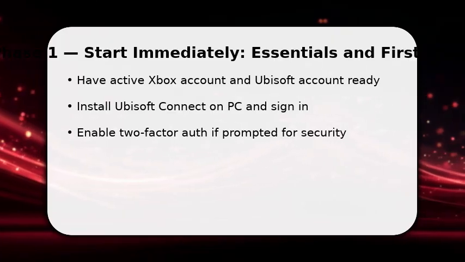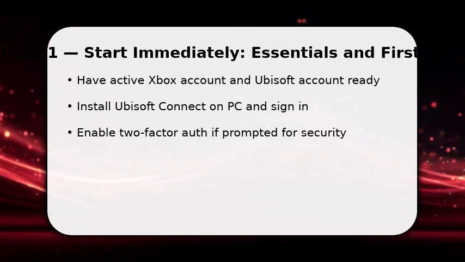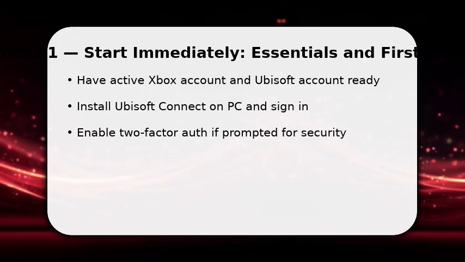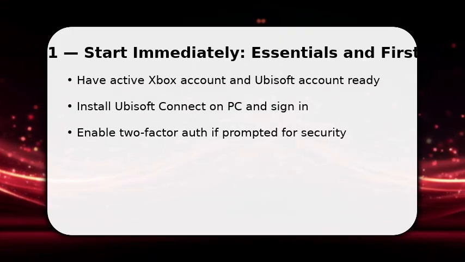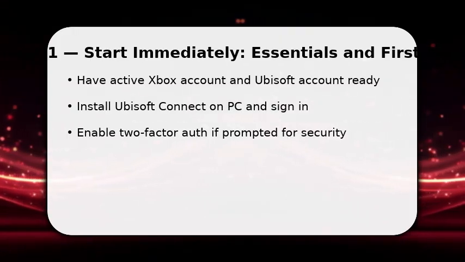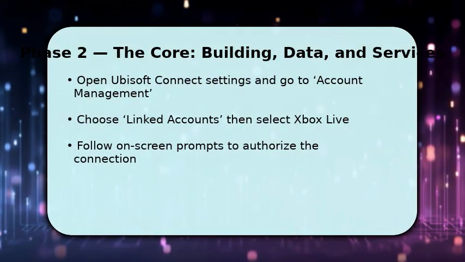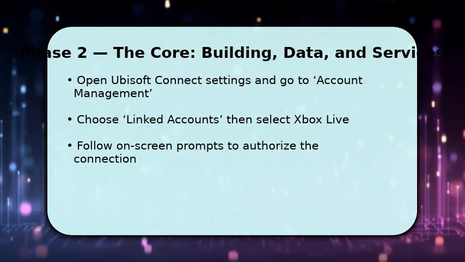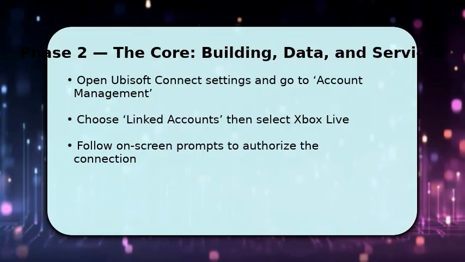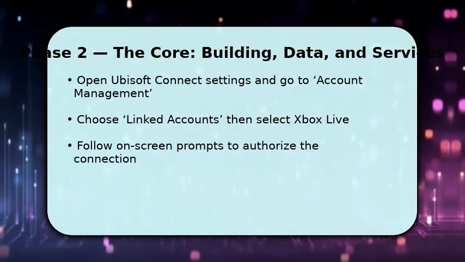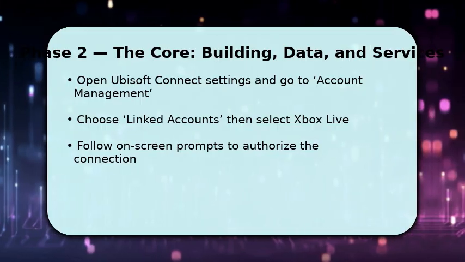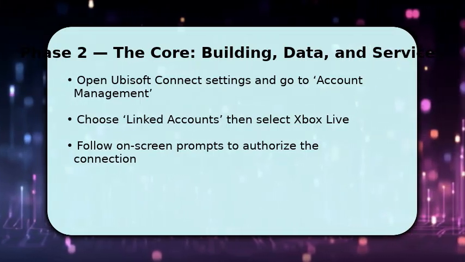Once done, enable two-factor authentication on either account if it requests. This prevents link failures later and helps the services verify you quickly. You now go into Ubisoft Connect settings and select Account Management, then Linked Accounts. Choose Xbox Live from the provider list. Ubisoft will prompt you to sign into Microsoft if you aren't already.